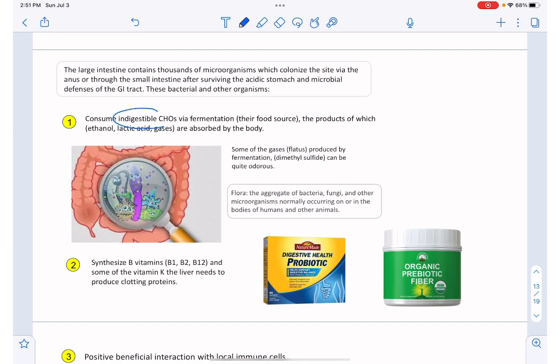So one of the things that these microorganisms do is they consume carbohydrates that we're unable to digest. So they're consuming indigestible carbohydrates, and this is basically their food source. Okay, so that's one of the things they do down there. And as a byproduct of this consumption, they're producing gases. And we can be quite familiar with these gases that can come from this gut microbiome.